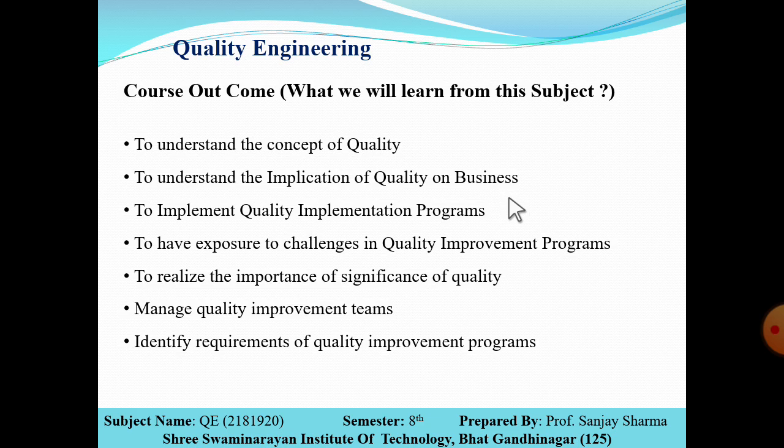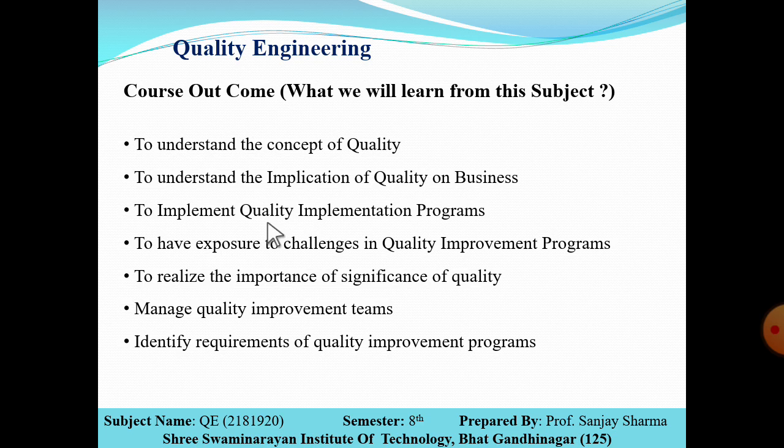Because all the manufacturers are businessmen, all the businessmen wish that their product should be economical, it should be utilized maximum by the people, and the selling of the product should be high. Parallelly, he should also earn the profit from that. So you will be able to understand the implications of quality on the business. What are the pros and cons when we go for the implementation of quality on the business?